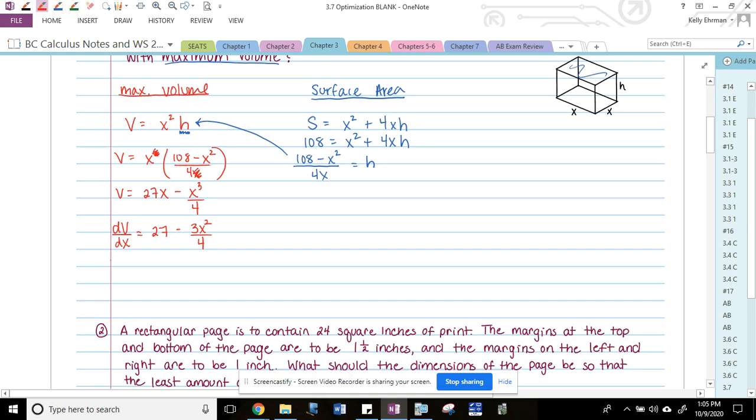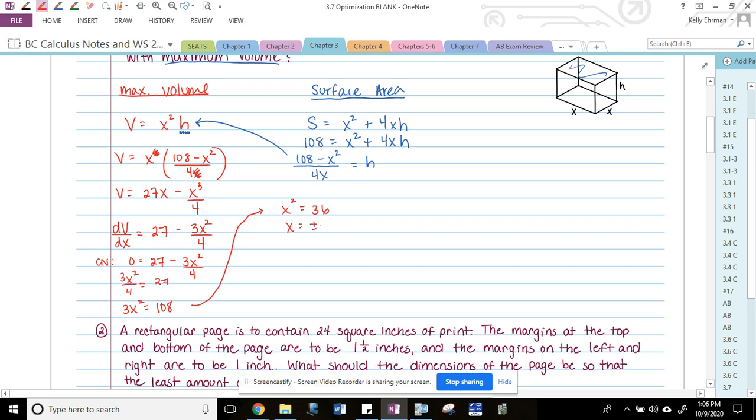And then I want to find the critical numbers for the volume. So if I set my derivative equation equal to 0, I can add 3x squared over 4 to this side, multiply the 4 back over. So maybe I didn't need to divide it out right away, either way. Then I'm going to divide by 3. So I'm getting x squared to equal 36.